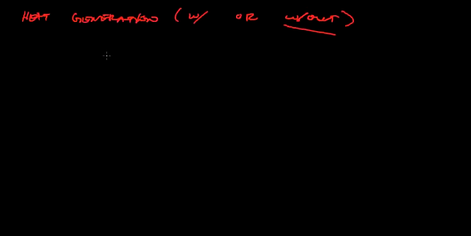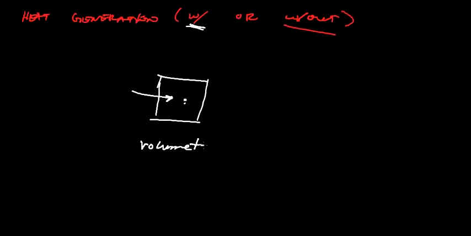When we say heat generation, it is a volumetric phenomenon, where heat is being generated or present in a medium. Say this is our medium, and if some heat is being generated in this medium, then we have what we call with heat generation. If our assumptions do not contain heat generation in the system, then we say we have without heat generation. Like I said, heat generation is a volumetric phenomenon.